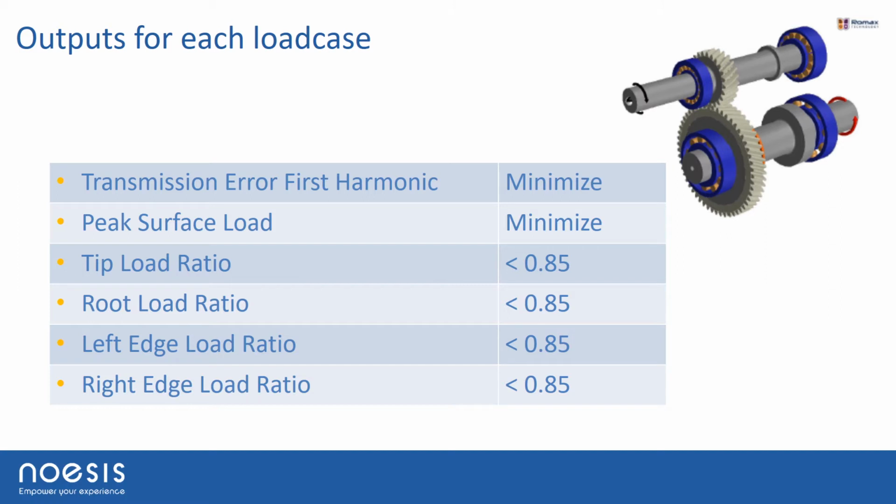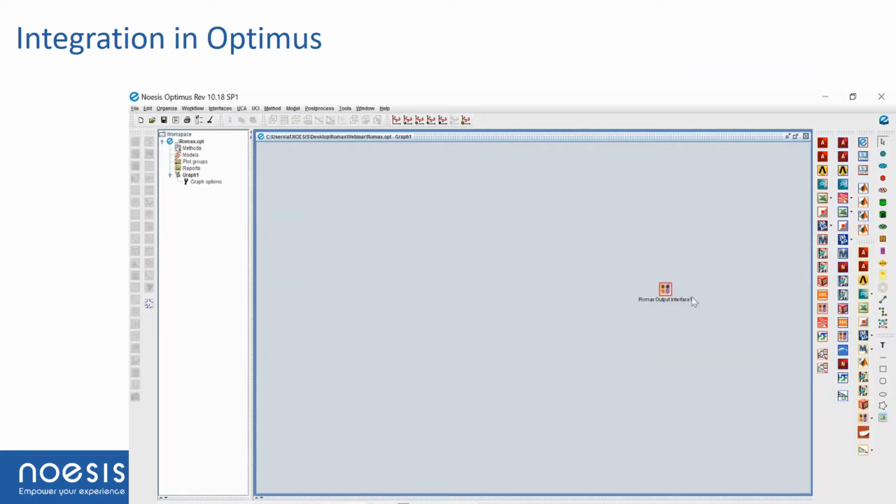And we'll do this for each of the load cases. So those constraints, remember we had 8 load cases. We have 4 constraints, so that's 36 constraints total. And we're going to have 2 outputs that we try to minimize per load case, so it's going to be 16. Here, let's take a look at how it's built in Optimus.